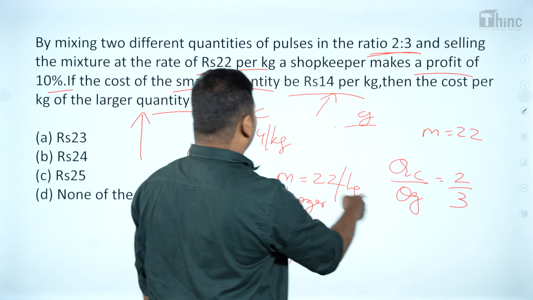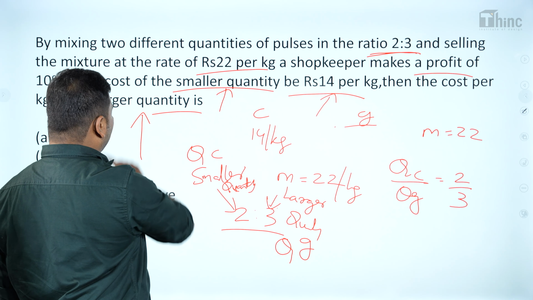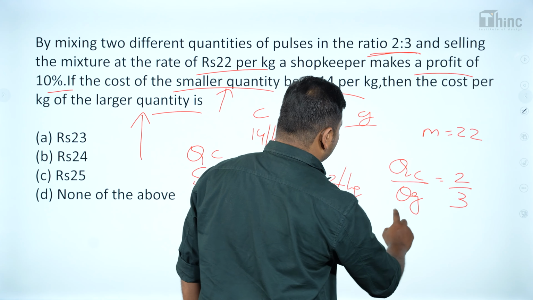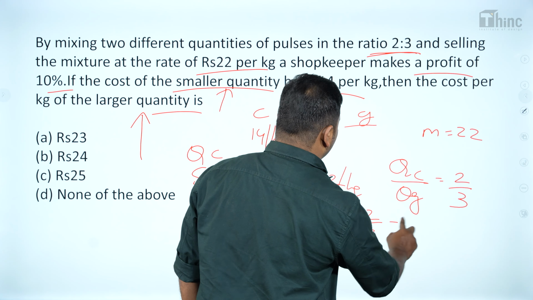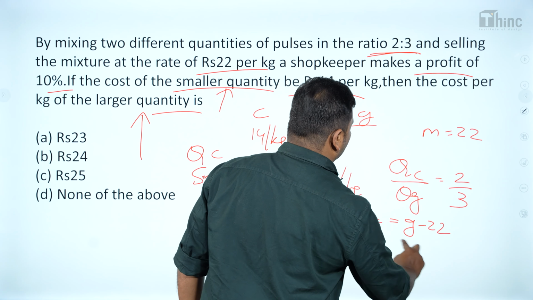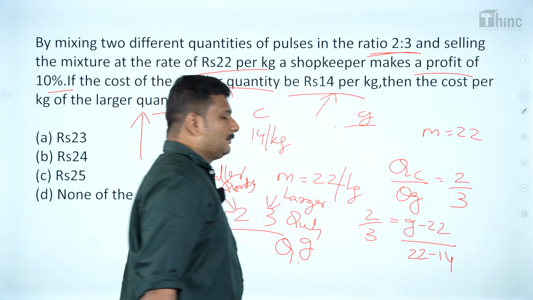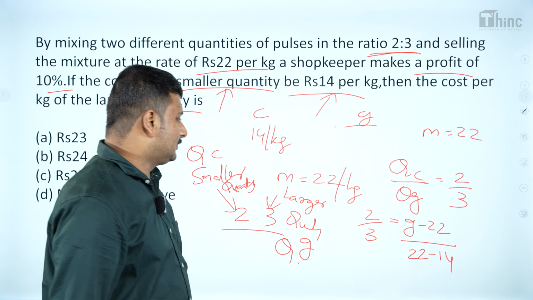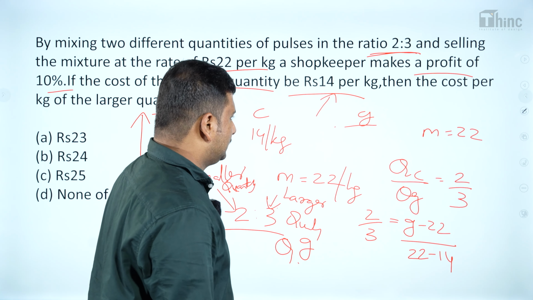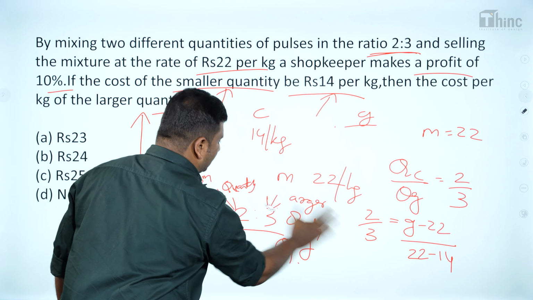Okay, so we know the QC by QG ratio, we know the price of cheap quality, and we know the mean price. We need to find the cost per kg of the larger quantity, which is the good quality. So what will we do? QC by QG, that is 2/3, equals G minus M. We don't know the G value. It is G minus 22 by M minus C, which is 22 minus 14. From here we have to solve for the value of G. I'm just erasing a few of them so that I can write it out. I think this much is clear for you.